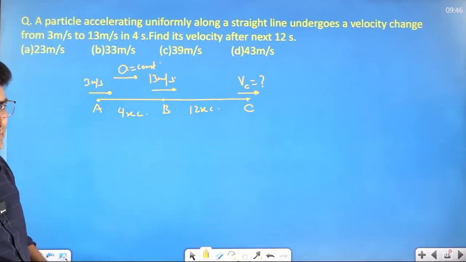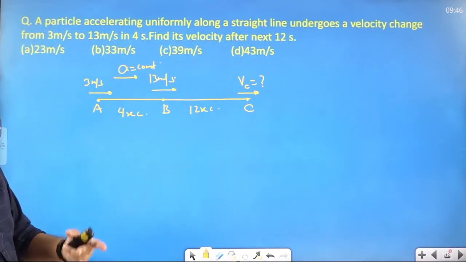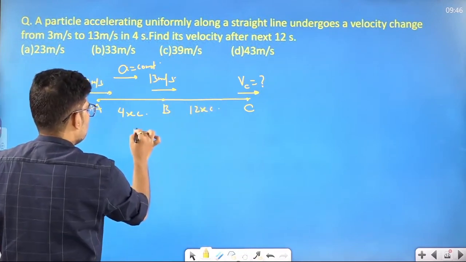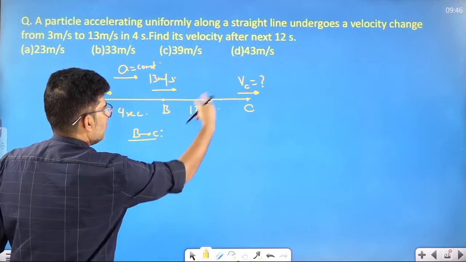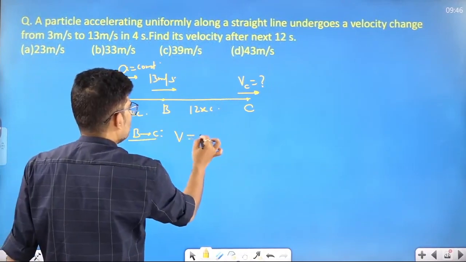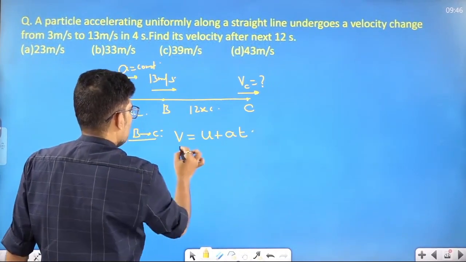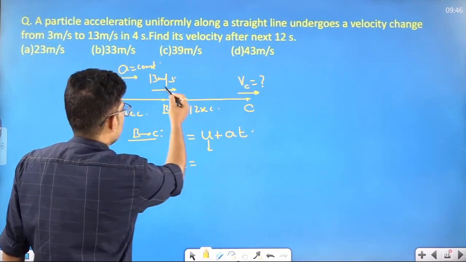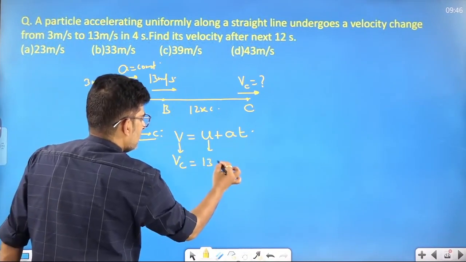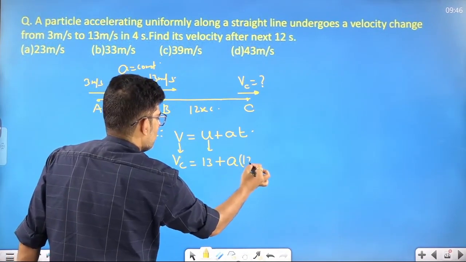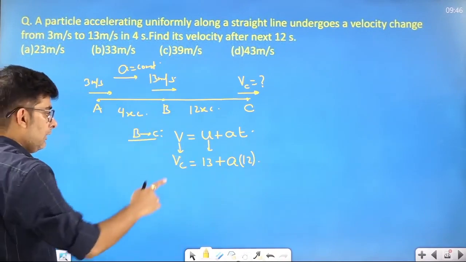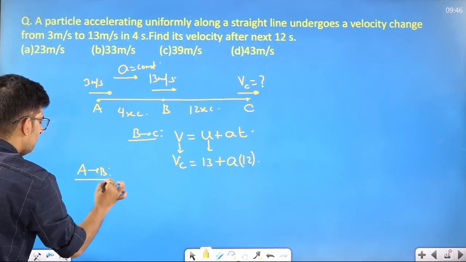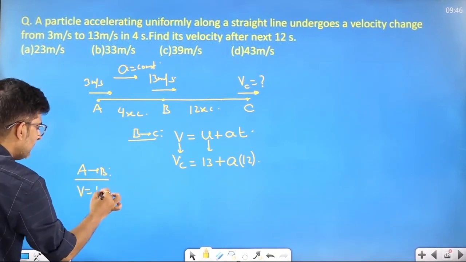Now again you have two methods. How can you solve it? Just see. First I can say from B to C, can I write V equals to U plus AT? V is VC, U is from B to C initial speed is 13, acceleration is not known, time is 12. A is not known, again I will take A to B, again I will use V equals to U plus AT.